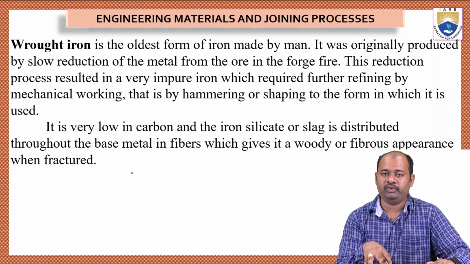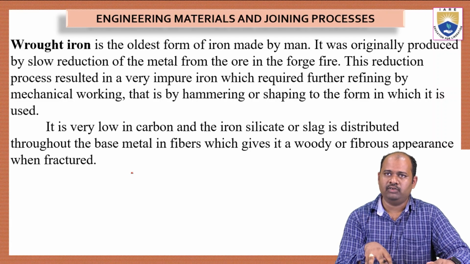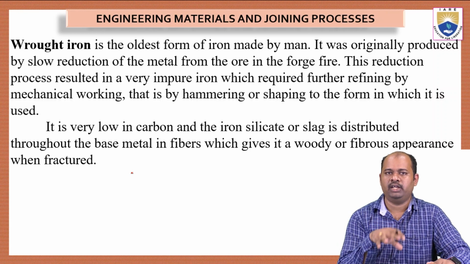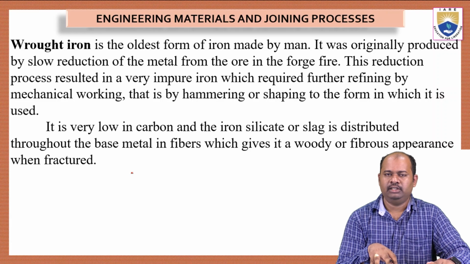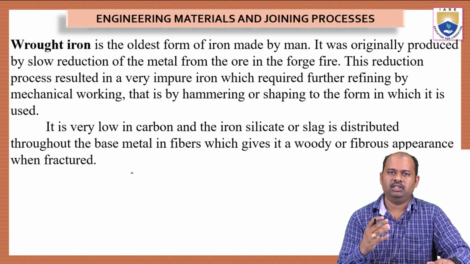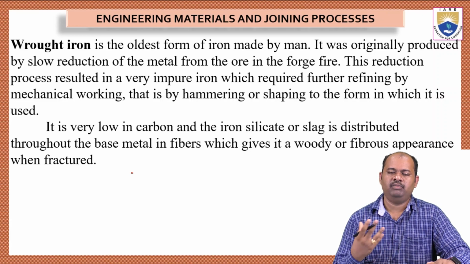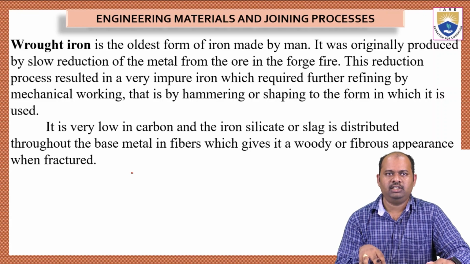This is the first form of iron made by man, and it was originally produced by slow reduction of the metal from the ore in a forge fire. Back then, they didn't have the technology of melting the steel into liquid form, by which it can be purified easily. They had only one technique, that is forging. They had to take the billet of metal and forge it, heating it for so long that it could be converted into the required shape. This reduction process resulted in a very impure iron, which requires further refining by mechanical working.